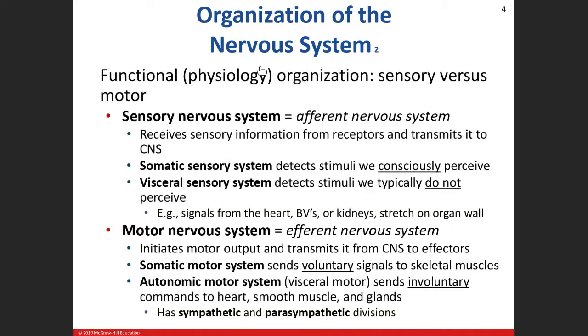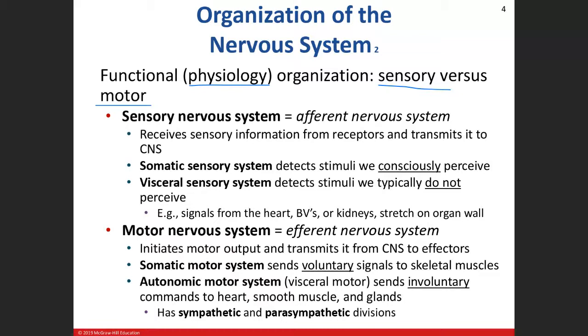All right, now let's talk about the functional organization, and that is the physiology, how things work. So we break it down into two components, sensory and motor. Now remember, the sensory organization is all the incoming information from the external and internal environment. That's going to be that information going to the central nervous system. The motor is going to be all that output from the central nervous system, all that information leaving the brain and the spinal cord, going out to the effector organs, muscles, and glands.